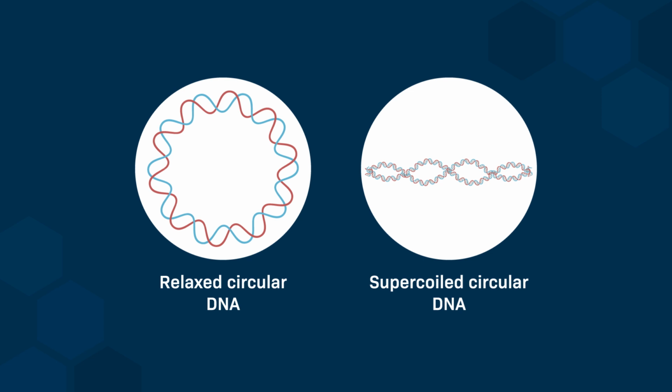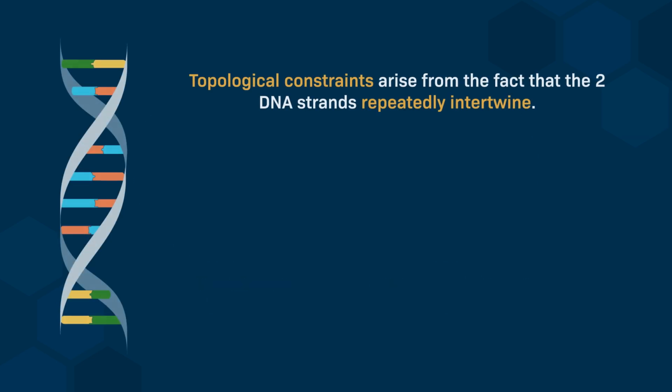But what about linear DNA molecules found in chromosomes? They are also subjected to the same topological constraints as circular DNA molecules. While linear DNA molecules are free, they are simply too long to ease constraints by free rotation of one strand around the other. These molecules are considered long double helices with tethered ends, and linear DNA molecules also form supercoiled structures. Topological constraints arise from the fact that the two DNA strands repeatedly intertwine.